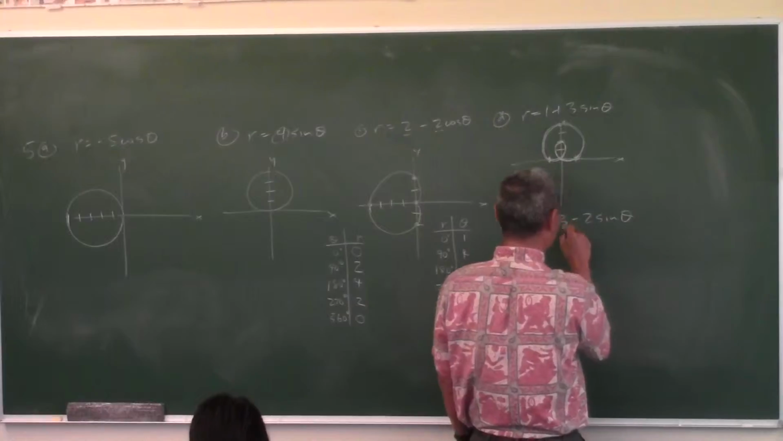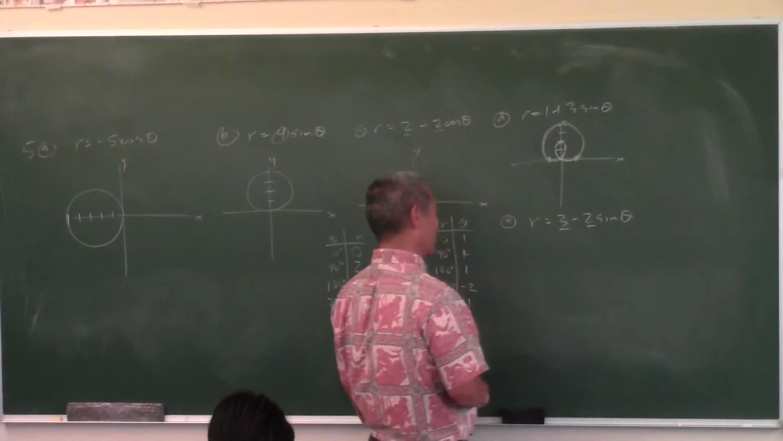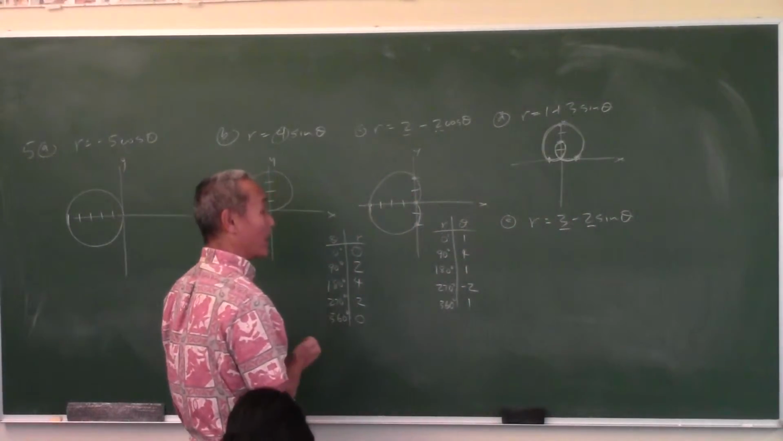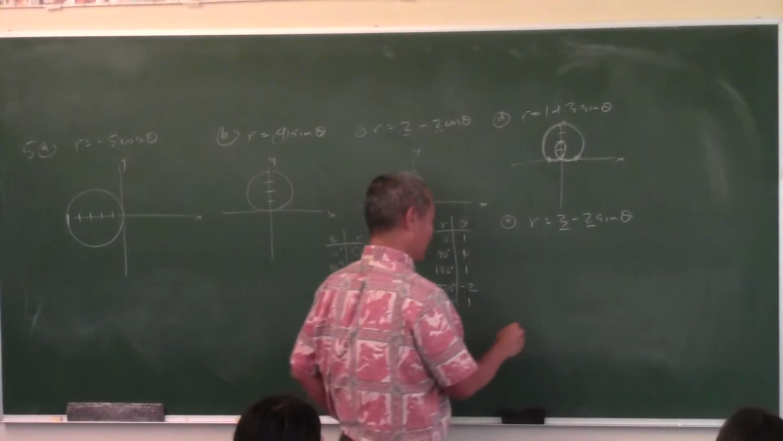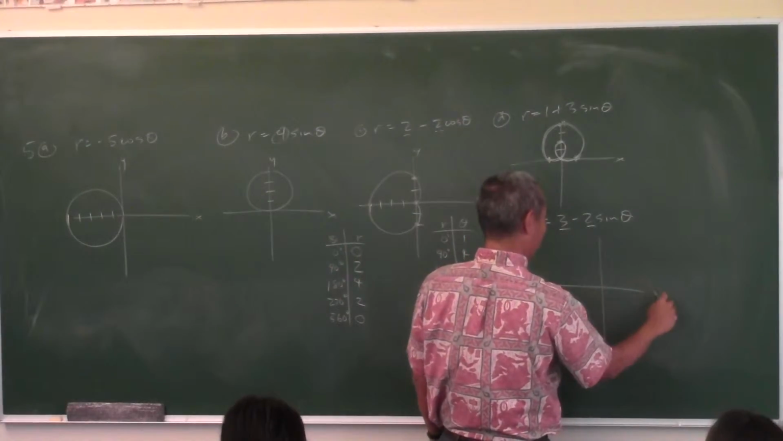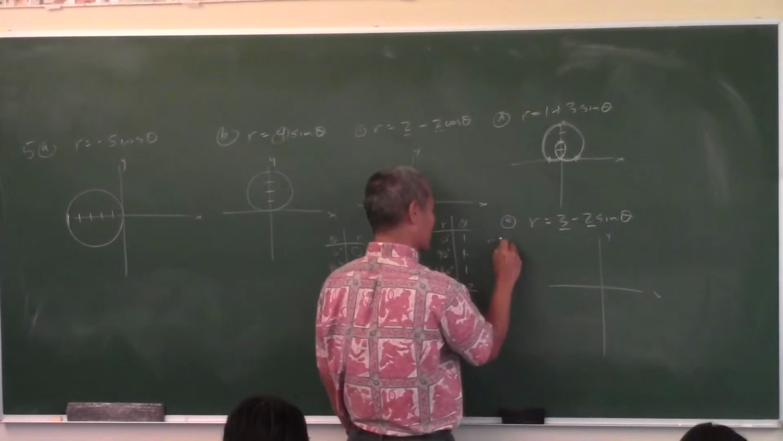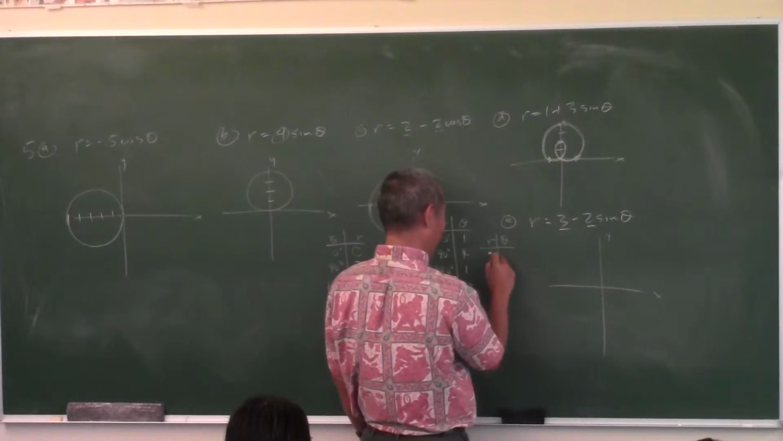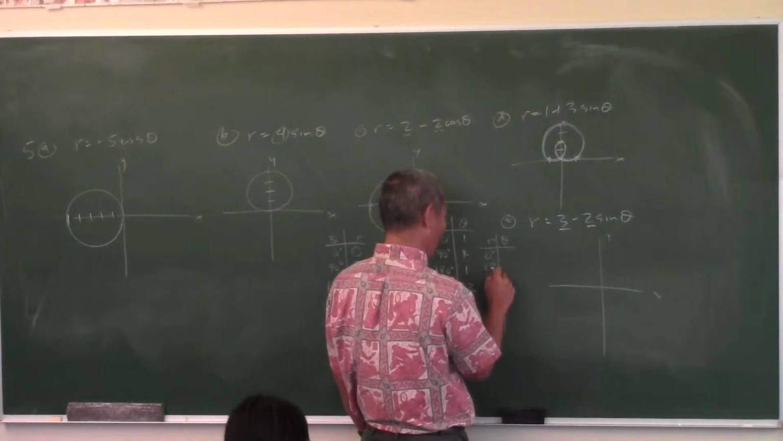So what happens when the absolute value of this number is bigger than that one? You get the Manapua. So again, you plot the quadrantal angles. Have your answers ready to go.